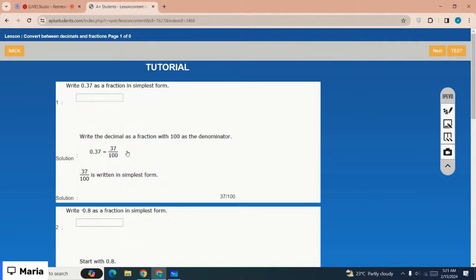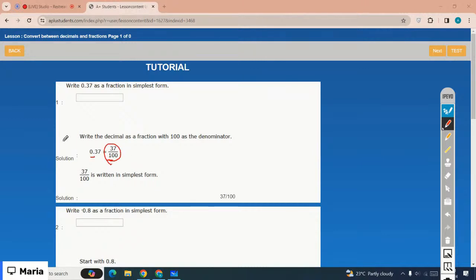First thing is you need to remove the decimal point, right? So whenever we remove a decimal point, we need to write 1 in the denominator for removing the decimal point, right? That is 0.37. Then you have two digits after the decimal point, so you need to add the 100. So that is 37 over 100, right? That's how you convert from decimal to fraction, right? Let's just start with the test questions.